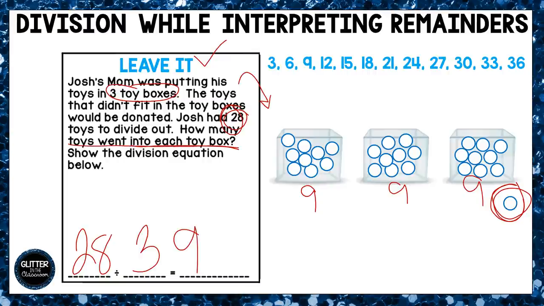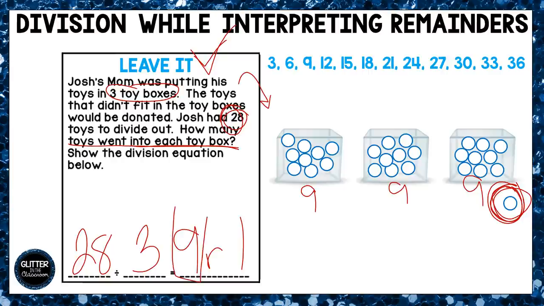So, how many toys went into each toy box? 9 toys went into each toy box. How many toys were left over? How many toys did not fit? 1 toy. So I would say remainder, 1. Now, what is my answer? Do I need the remainder in this problem? Do I need to do anything with it? No, I don't. So I'm going to leave it. Leave the remainder. I don't need it.